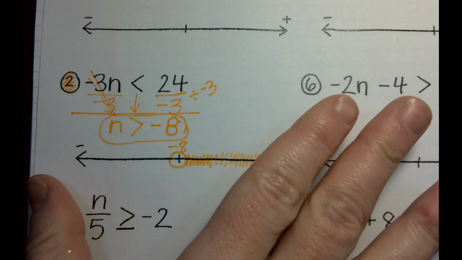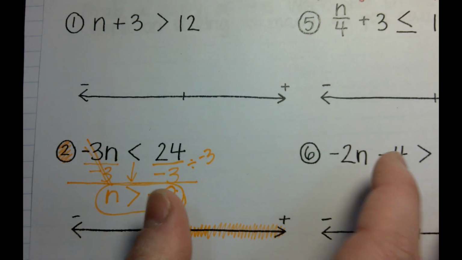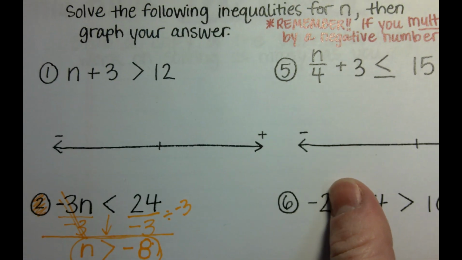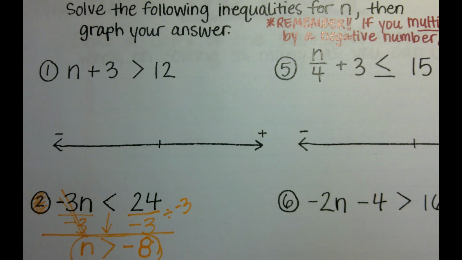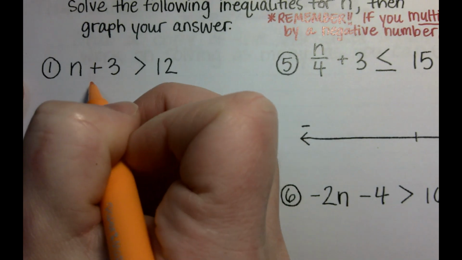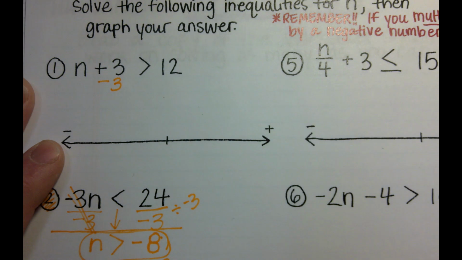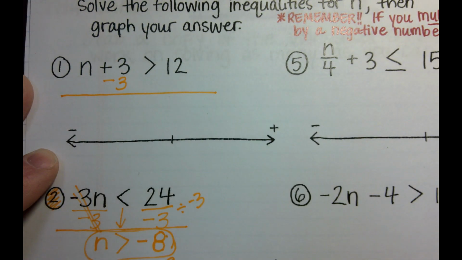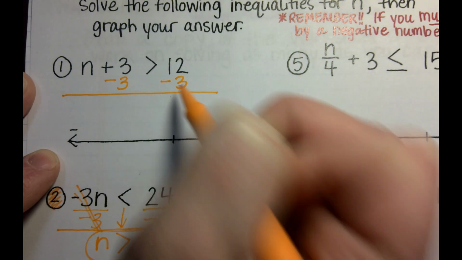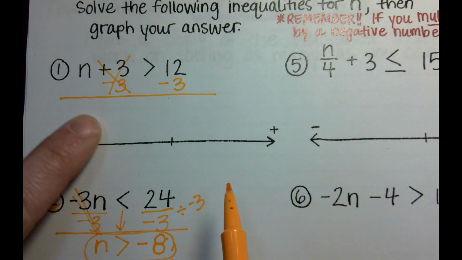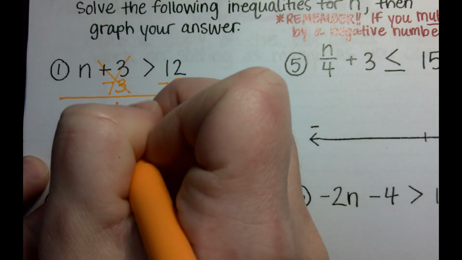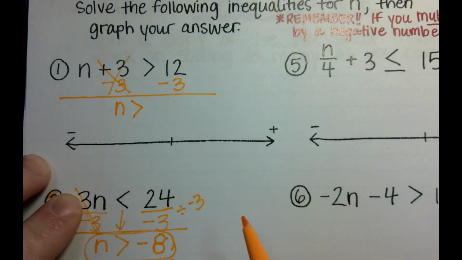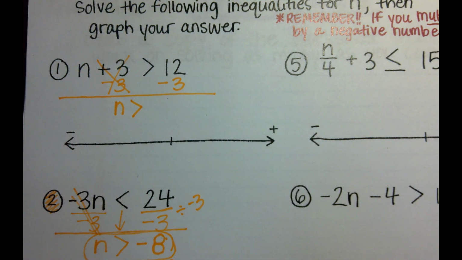Okay. I'm going to move my paper back up and let's start going through these in order together. Number 1, I have n plus 3 is greater than 12. What should I do first here? Take the 3. Yes, we've got plus 3. We want to take that 3 away. We'll subtract 3. Where else do I subtract 3? 12. Good. My 3's will cancel. And then when we bring everything down, n is greater than 12 minus 3 is what? 9.